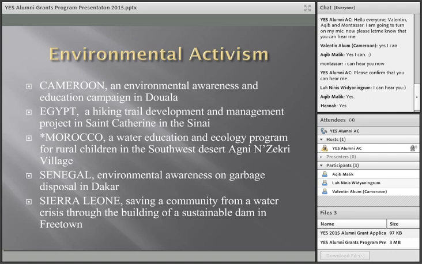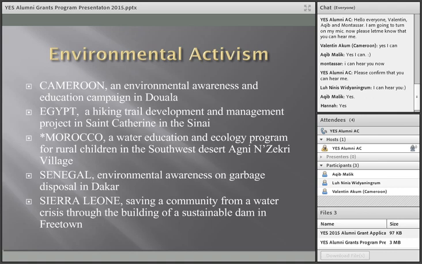So environmental activism, what kinds of projects? One can be as easy as this one in Cameroon, where the idea is to focus on just awareness and education. Another type of project is more specific. In Egypt, one alum is a hiking aficionado. He loves hiking. So he's working on a project on trail development and management in the Sinai. Because there are a lot of hikers, but he's saying the trails are not right, they're actually dangerous, and he's working with the Bedouin tour guides to help them improve their tourism skills.